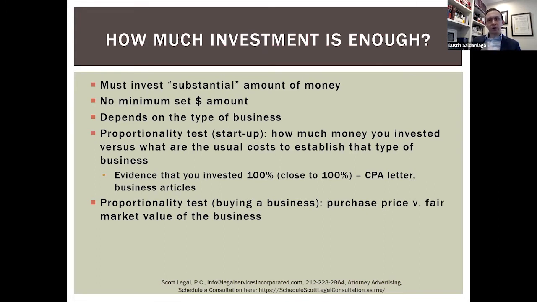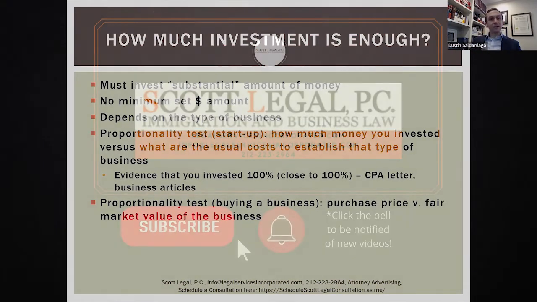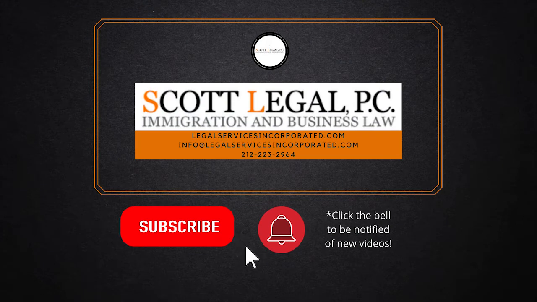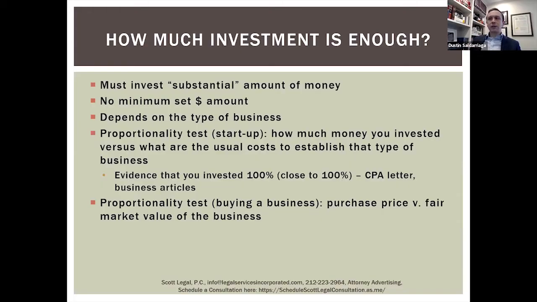Really what the government is going to want to see is that the transaction was at what's called an arm's length. That this was not an inside deal. This was not, say, a family member selling a convenience store for cheap to another family member.